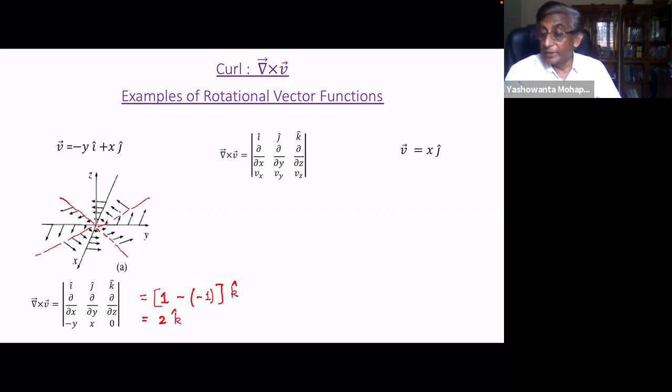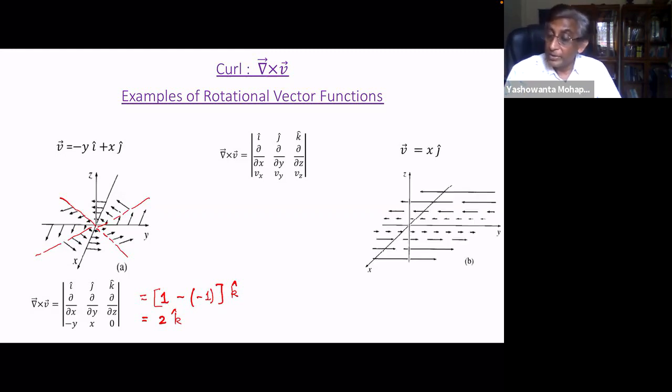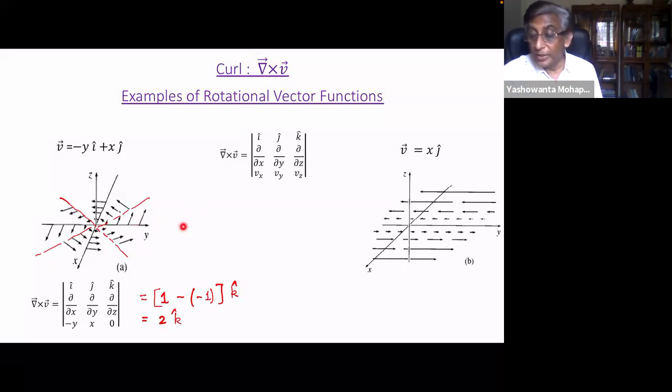Okay. Let's take another. Suppose it is just simply x j. Okay, is it rotating? This looks very different from here. Okay, this looks all straight lines, but it is rotating because if I put a paddle, how do I, what is really curl?